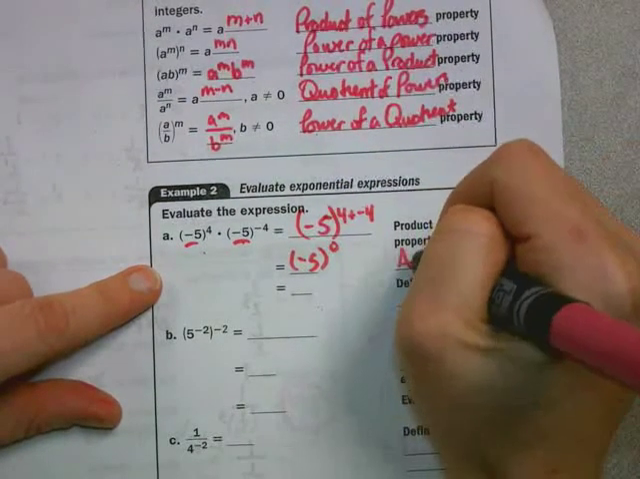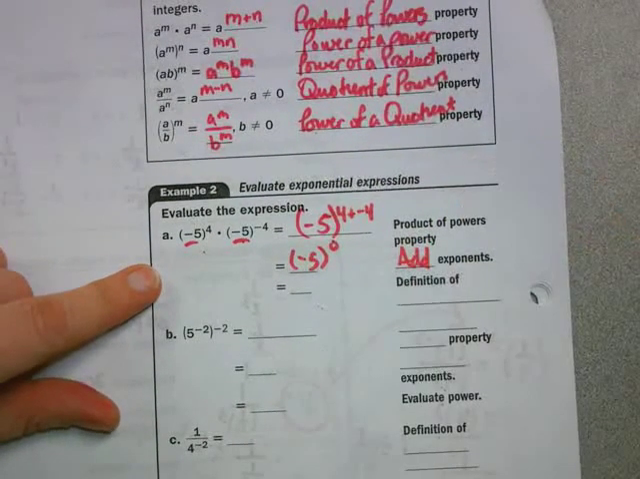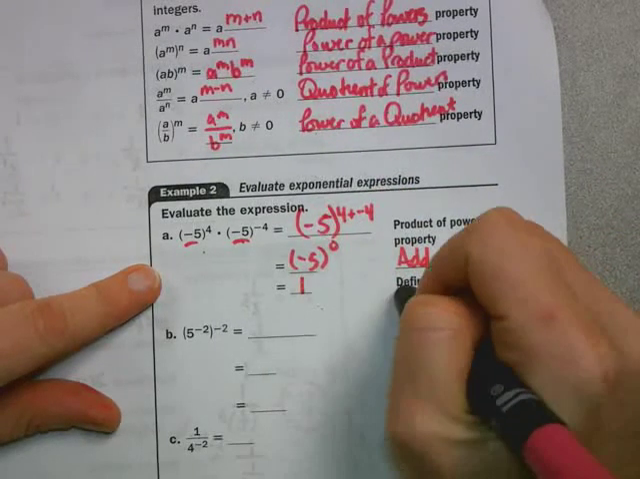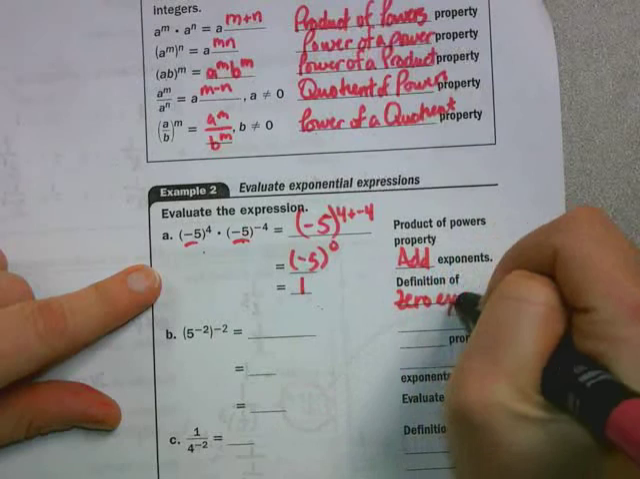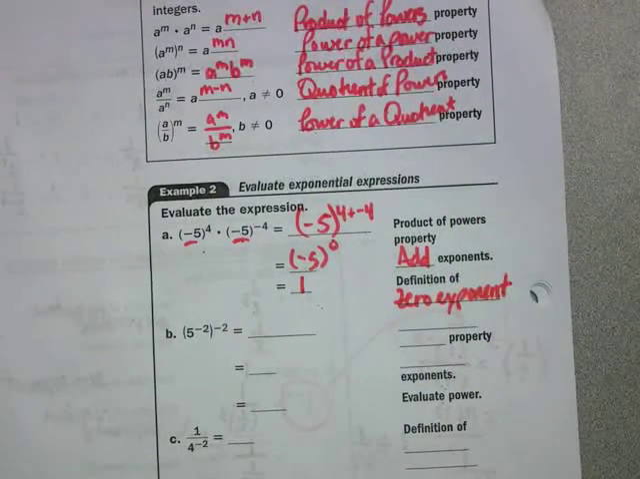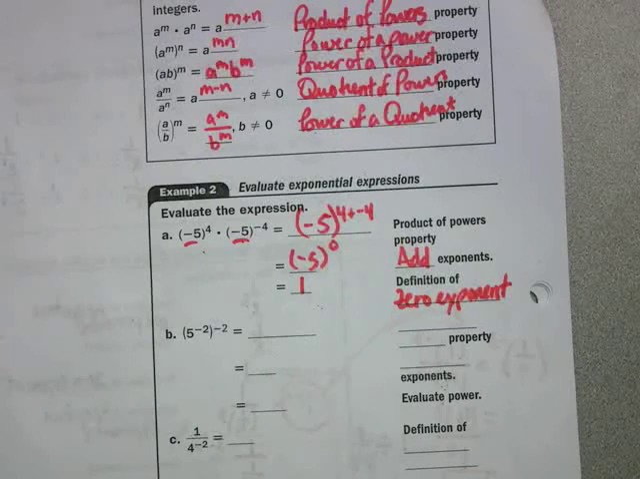We added the exponents. Anything to the 0 power is 1. That's the definition of a 0 exponent. You won't need to name these properties or these definitions on any kind of summative or formative test. They're just to help you keep track of why we're doing things right now.